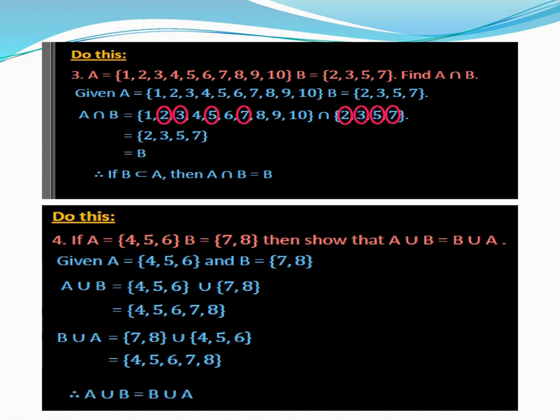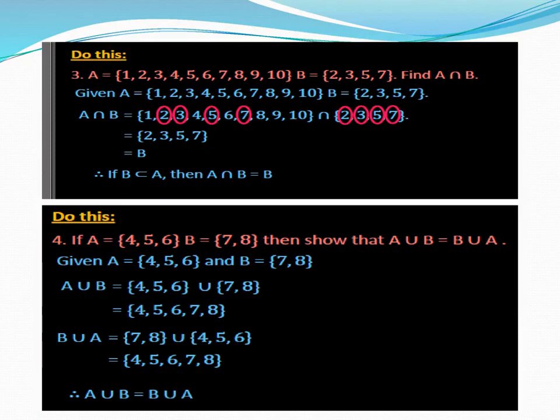Now we will solve the third problem. Set A contains the elements 1, 2, 3, 4, 5, 6, 7, 8, 9, 10 and set B contains 2, 3, 5, 7, 4. Find A intersection B. Intersection means you write the common elements of the given two sets. Here A intersection B equals the common elements 2, 3, 4, 5, 7. Which set is this equal to? B. So B is a subset of A. Then A intersection B equals B. Now we will solve another problem. If A equals {4, 5, 6} and B is the set {7, 8}, then show that A union B equals B union A.